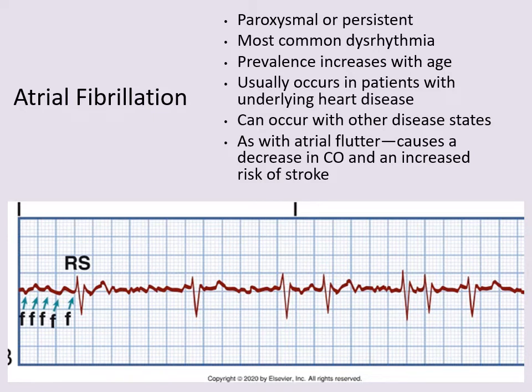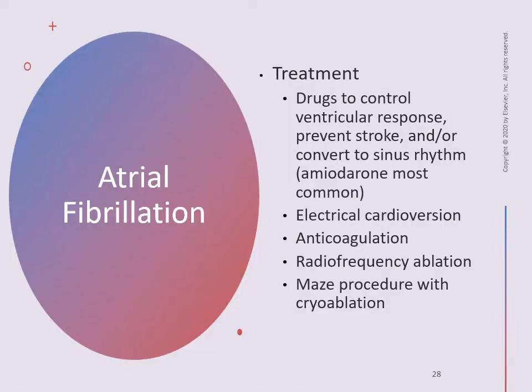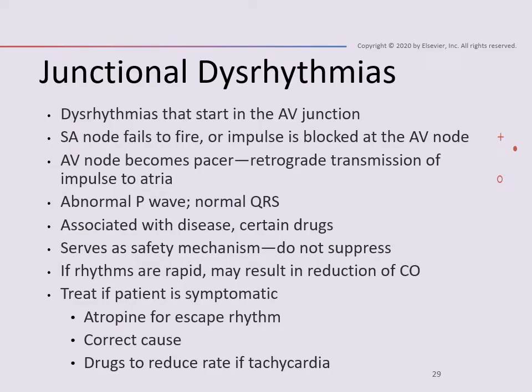This is because only some of the P wave impulses are strong enough to generate the QRS. Again, what is our treatment? We can use chemical conversion or electrical conversion. We would anticoagulate these patients because when the atrium is in fibrillation, clots can form, causing a heart attack or a cerebral vascular accident.